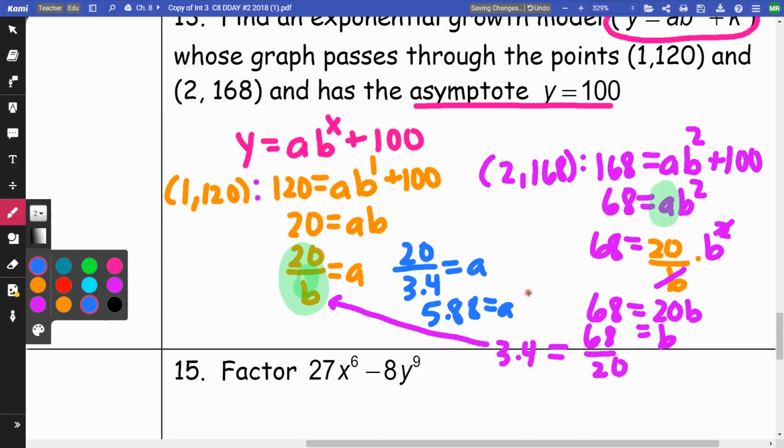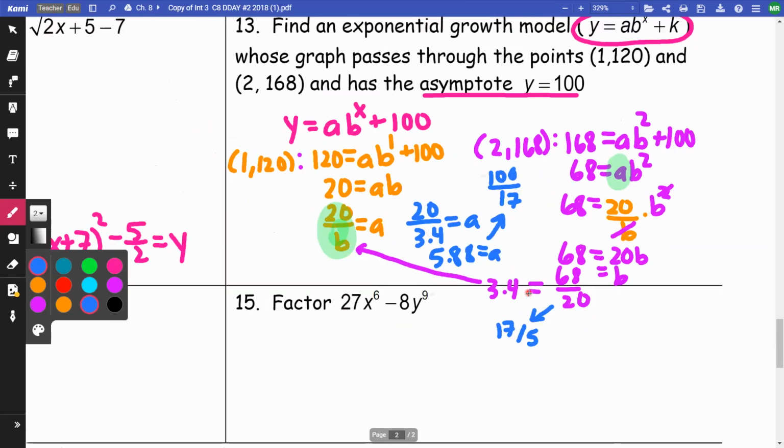Now, if I want to keep this exact, I can hit my math button. And that means my A, let me just put it here, would be 100 over 17. And my B, if I wanted it to be kind of a cleaned up fraction, that would be 17 over 5.